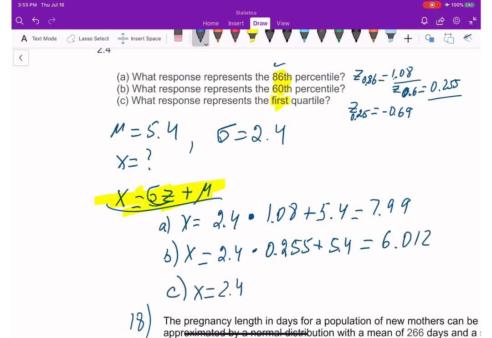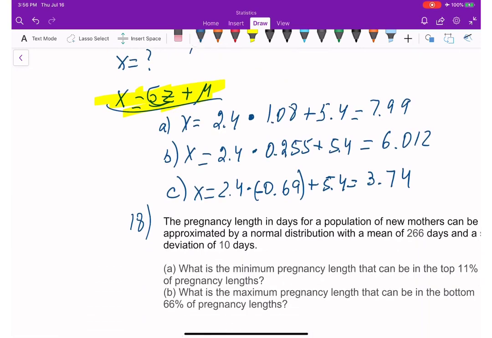How much is our z-score for 25%? First quartile is negative 0.69, and plus 5.4, and you will get 3.74. Okay?